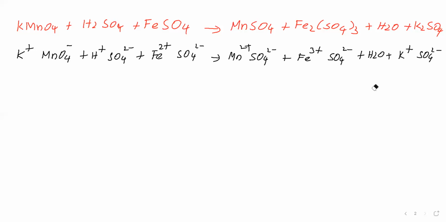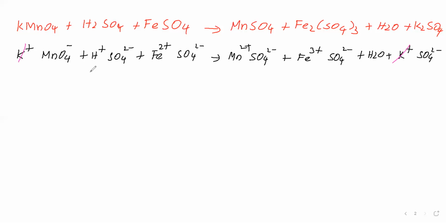Here you see K plus. Is K plus involved in the chemical reaction? No. The oxidation number of potassium remains the same, so let us remove potassium. We will cancel potassium now. So K plus is cancelled.